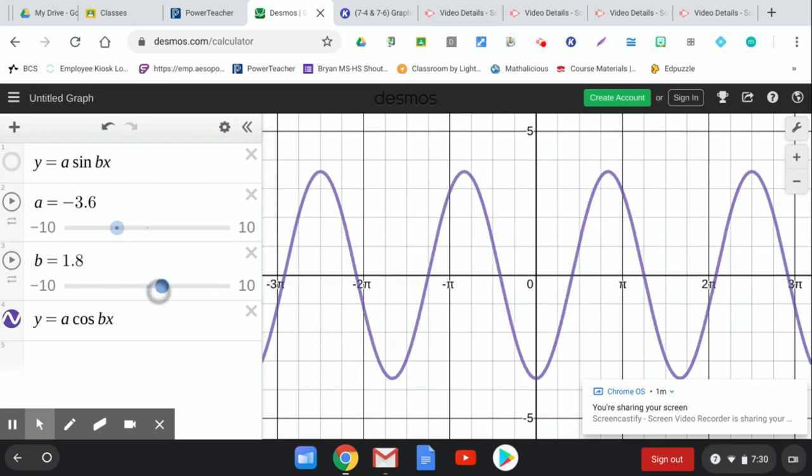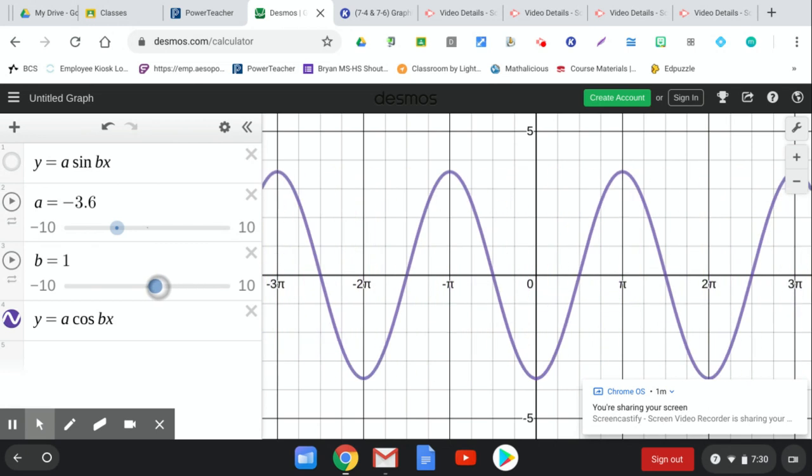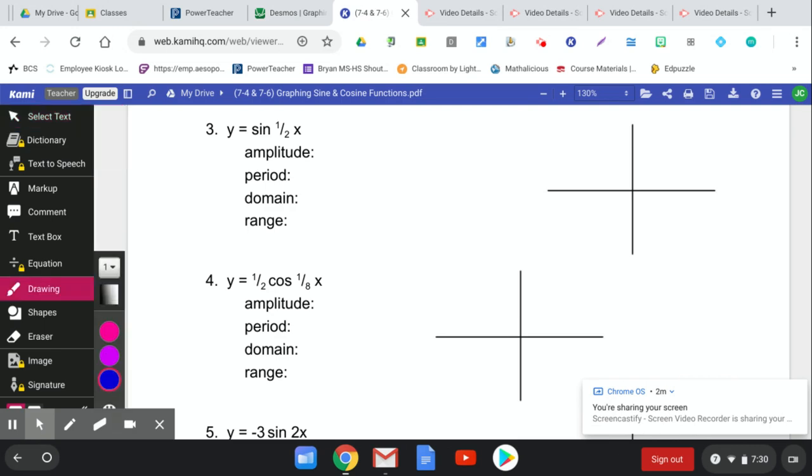And then we can do the same thing. We can adjust the period, and it takes a lot less time to get through a full cycle, or more time. So that's what we're really playing with as we're graphing these. So let's take a look at this next one.